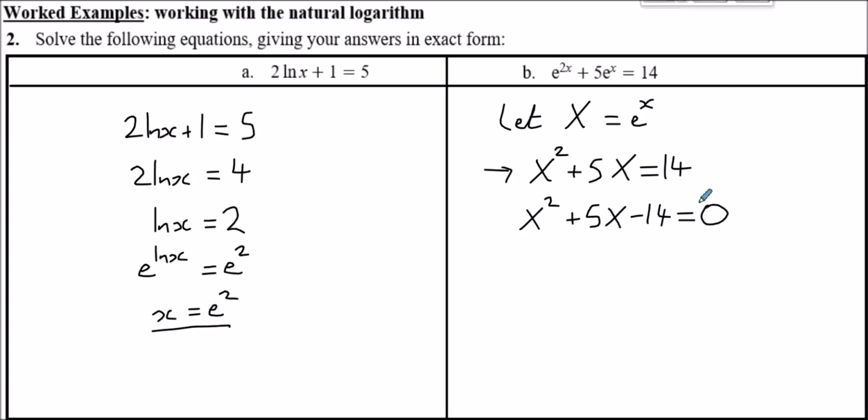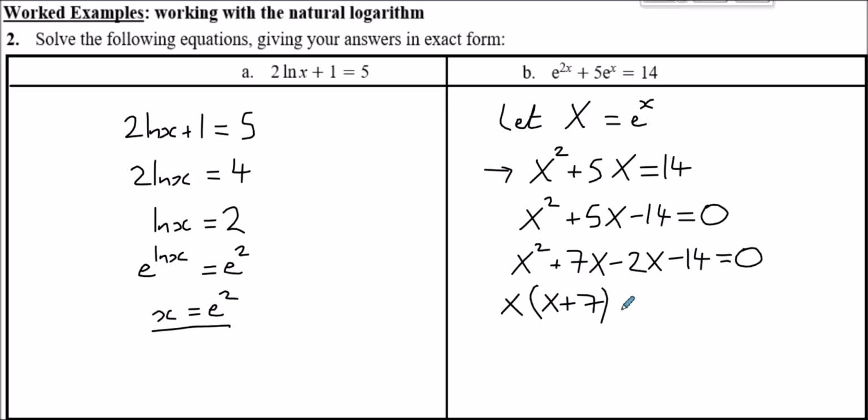This will now factorise out. So we need to find two numbers that multiply to give minus 14 and add to give 5. Well, those numbers are positive 7 and minus 2. So we can split this 5x into a positive 7 and a minus 2. And now these four terms will factorise into two nice brackets. So this bit here, X squared plus 7X, we can factorise out an X, and we get X plus 7. Then the minus 2X minus 14 part, if I factorise out a minus 2, we get X plus 7 again.